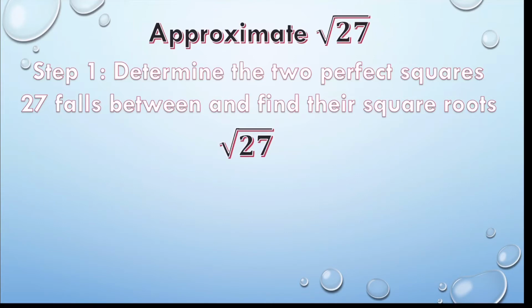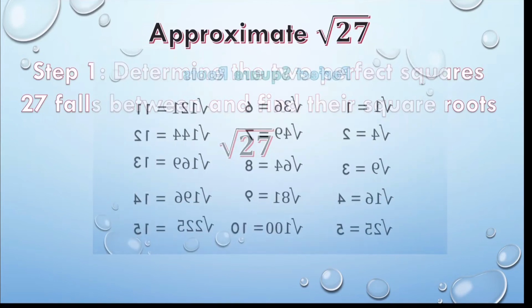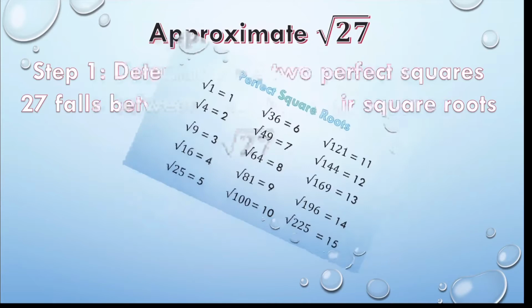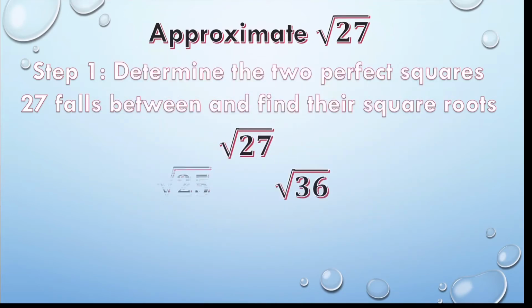So we're going to focus on approximating the square root of 27. So your first step, I would make sure you have this written down perfectly, is what we did on part 2. Determine the two perfect squares that 27 falls between. And then we're going to find their square roots. So it's important that we understand this. Remember, we're looking at the square root of 27. So we'll look on your chart. What two square roots does 27 fall between? I hope you're looking and saying, okay, it's between 25 and 36. That's right. So we're going to put 25 and 36.